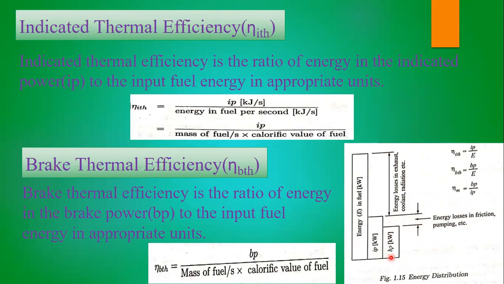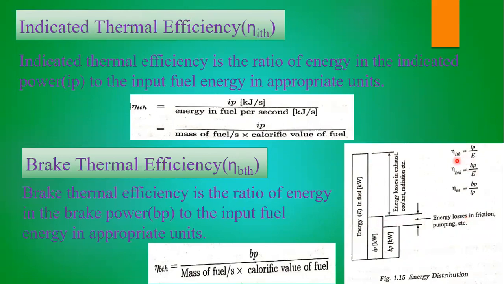And brake power is the only available energy for the engine to run. So keep that in mind, and if you keep these three parameters in mind, you can understand all the parameters very easily. These are the three parameters showing how the energy is going to be distributed. I have taken this diagram from the textbook itself.